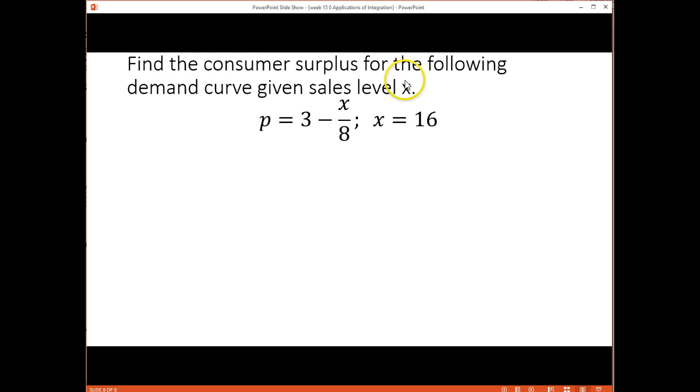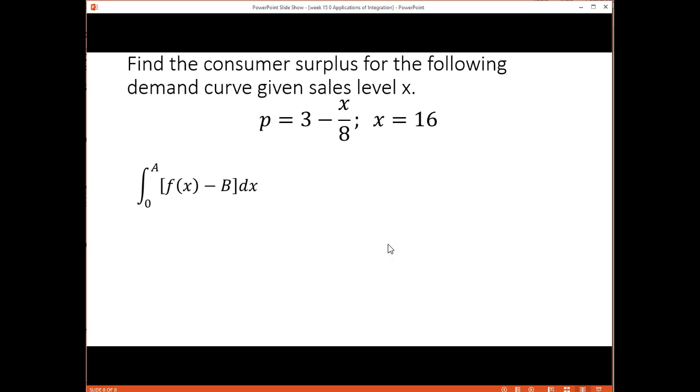Find the consumer surplus for the following demand curve given sales level x. So p is 3 minus x over 8, x equals 16. We know this is our function, the integral from 0 to A of f of x minus B dx. They've actually given everything we need right here. Our A is just 16. Remember, A is some value. It doesn't necessarily have to be the equilibrium price. We chose the equilibrium price because it matched up with our drawings. But we could have actually moved that inward and gotten the same answer.